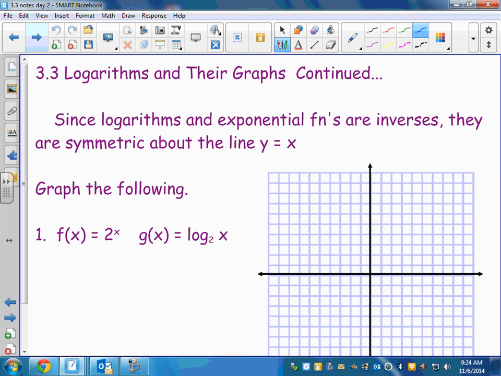So I'm just going to graph them on the same one. If you'd rather make 2 graphs on your paper, since you don't have different colors, that's okay.